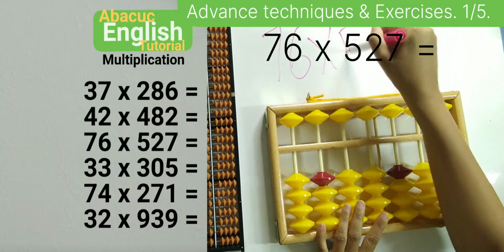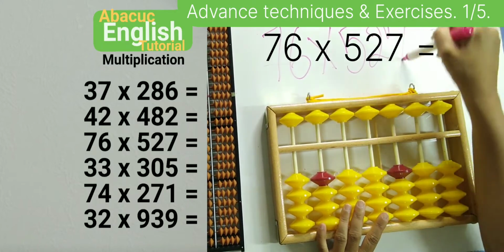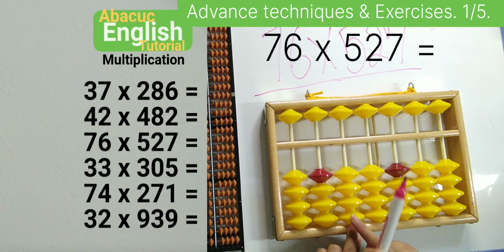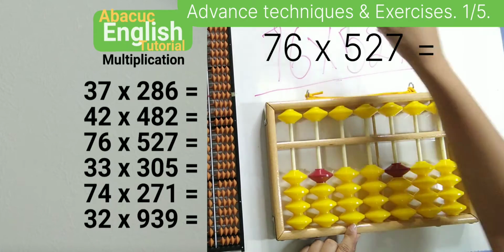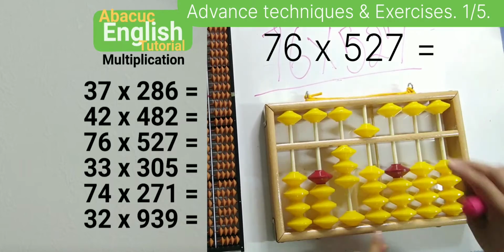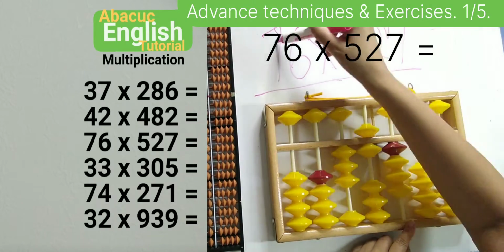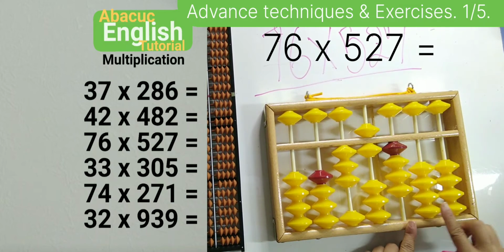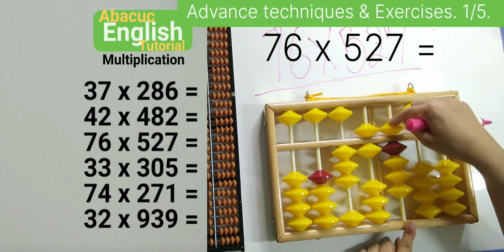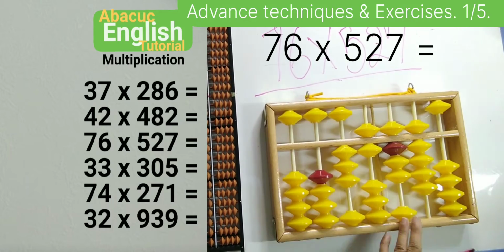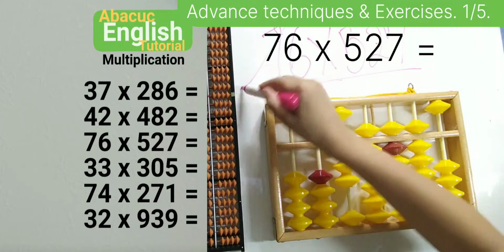76 multiply 52, let's start. 5 digits, 1, 2, 3, 4, 5. We are starting from this rod. 7 fives are 35, change. 7 twos are 14, change. 7 sevens are 49. So you have to borrow this 5 to add 4, and add to this rod 9. Okay, so we finished this 7.